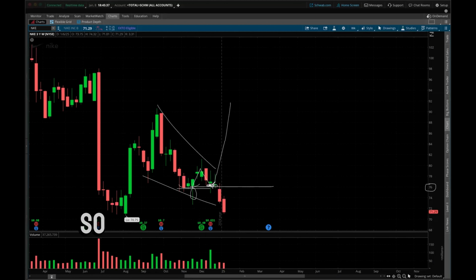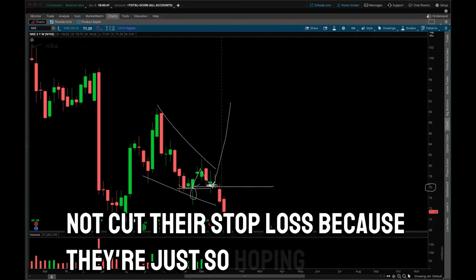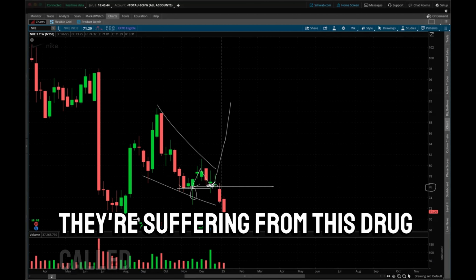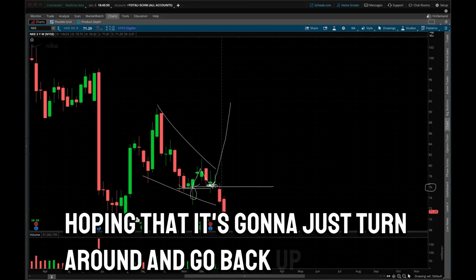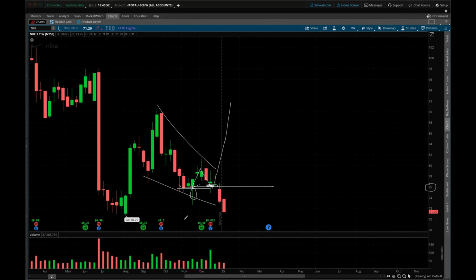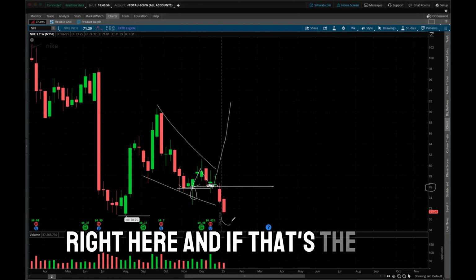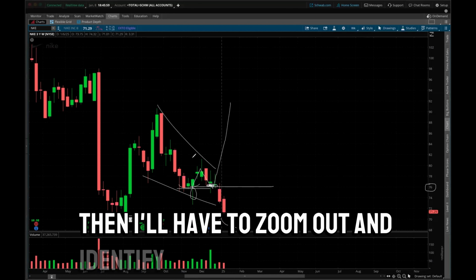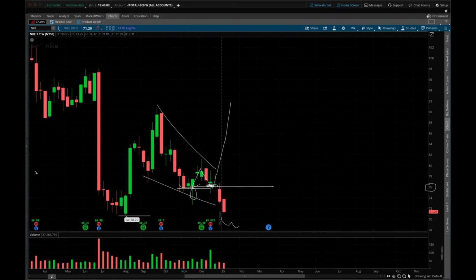You know how many people would not cut their stop loss because they're just so hoping, suffering from this drug called hopium, hoping that it's going to just turn around and go back up. That's not the case. So I'm expecting Nike to go even lower than this right here. And if that's the case, then I'll have to zoom out and identify the 60s and say welcome Nike to the 60s.